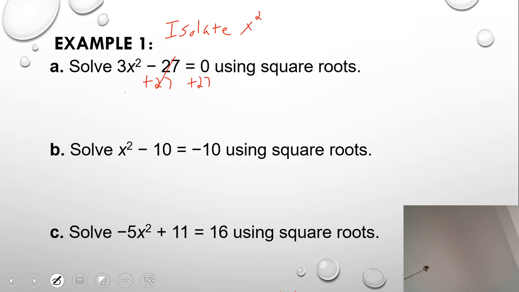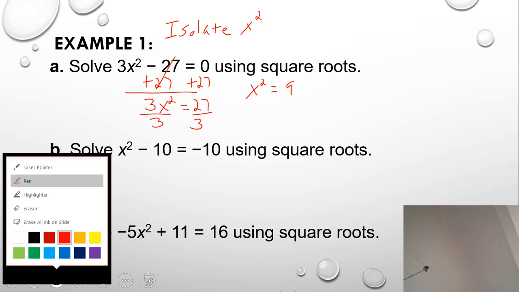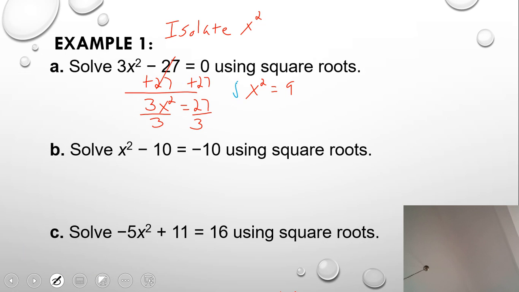That'll cancel. And now we're left with 3x squared equals 27. Divide by 3, divide by 3. x squared is equal to 9. Now, when you get to this point, in order to get x by itself, you have to take the square root of both sides. So we take the square root of both sides, and we're going to get x is equal to, now the square root of 9 could be two things. It could be positive 3 or negative 3.